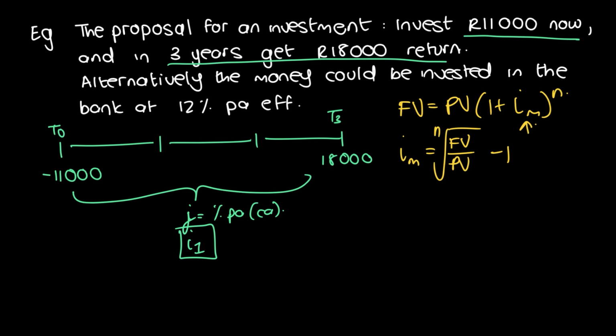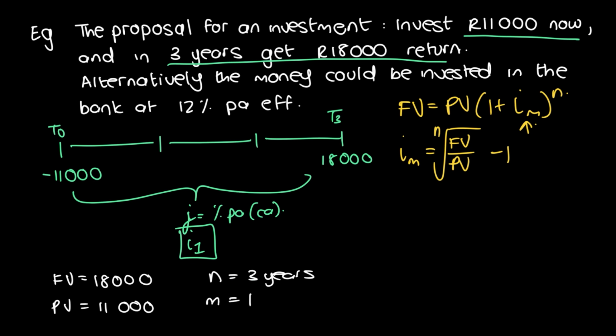The first thing we need is, let's write down all the information. So we have our future value equal to 18,000. We have our present value equal to 11,000. We have our n equal to 3 years. And that's great because we want our m and our n to coincide. And because we're compounding annually, our m is equal to 1. So we already have the fact that they coincide working in our advantage here. And now we have everything we need to do our working out.